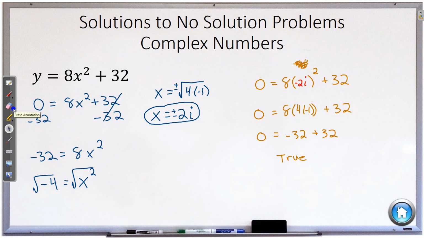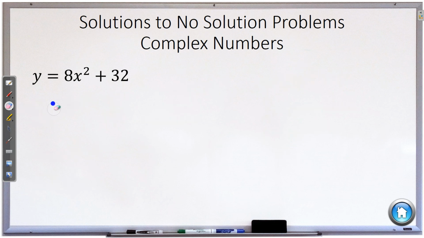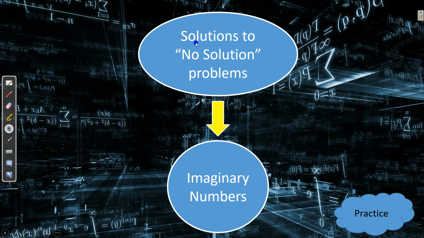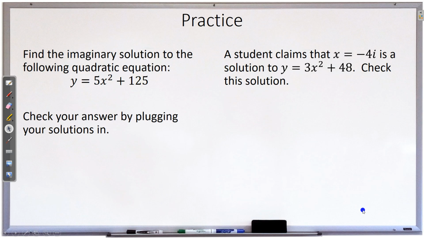All right, so there we have a quick look at imaginary numbers. They help us fix quadratic equations that have no solution. In order to force them to work, we use these imaginary numbers, the letter i. So let me give you one here to try out, or two of them here. See if you can do those, and make sure you check your answer at the end by plugging your solutions in. The more practice you have working with i, the better.